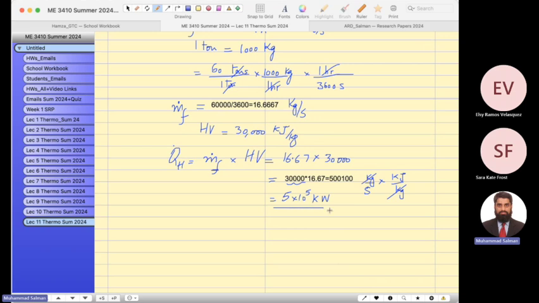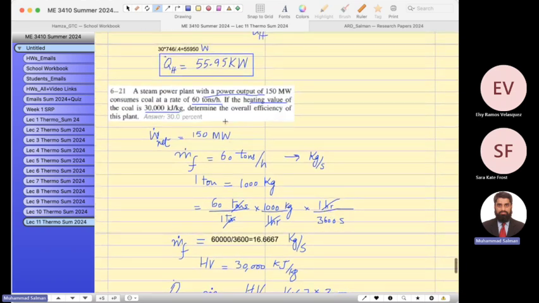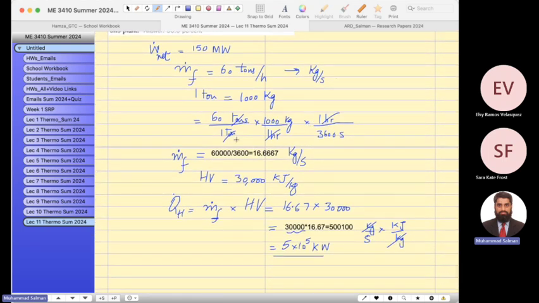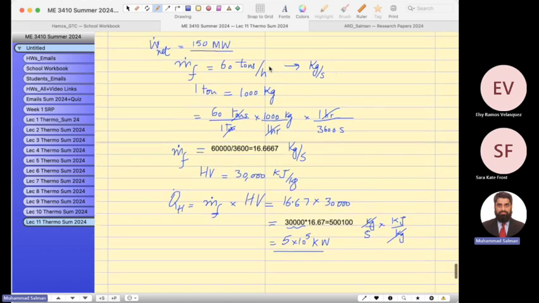And now once we know the heat supply to the engine or steam power, not engine in this case, determine the overall efficiency of the plant. So that we can find out. We know this is the power generation, 150 megawatts. This is the heat supply.